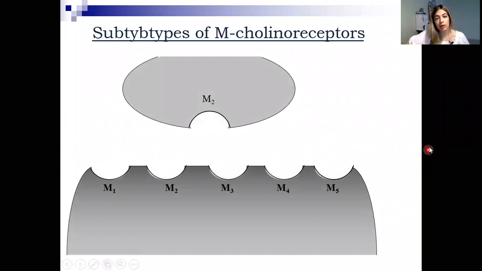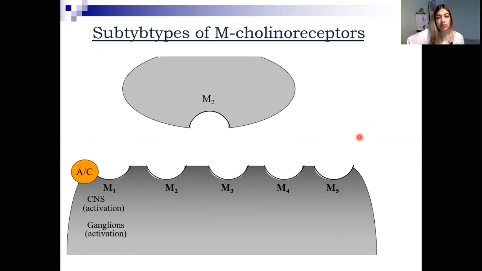So we have already discussed that there are several subtypes of cholinereceptors. These, located in the presynaptic membrane, are usually M2 receptors. And the rest, also including M2 receptors, are postsynaptic. So these are presynaptic, these are postsynaptic. And in postsynaptic receptors, you have M1, M2, M3, M4, and M5 cholinereceptors. So the acetylcholine, which affects the M1 cholinereceptors, activates the CNS and activates the ganglions.